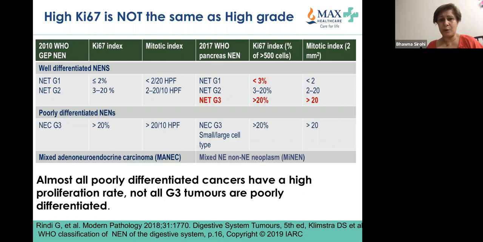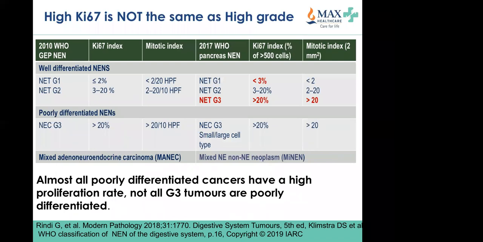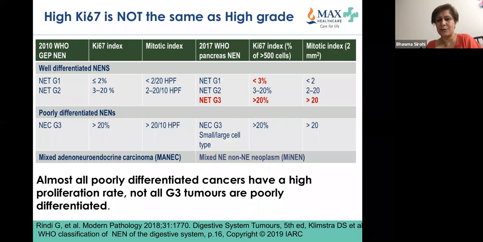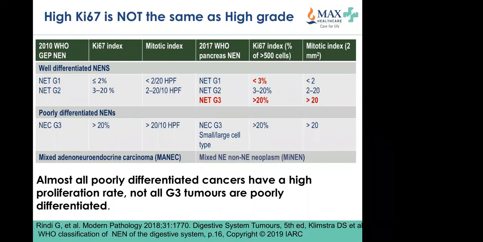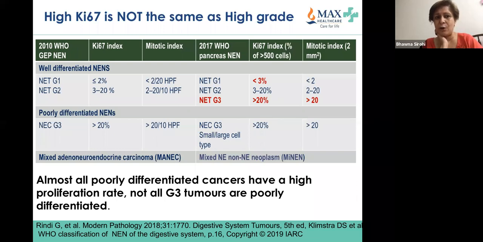Now, this is a very important slide. Now, WHO classification, I have not put the earlier ones on. You have WHO 2010 classification, and then on the left-hand side, you have the 2017 WHO. So please mute yourself if your microphone is on. So you have the 2017. So now you have well differentiated and poorly differentiated. So the first 3 columns are 2010 and the next 3 columns are 2017. I'm not going to discuss the bottom one, which we used to call mixed adeno-neuroendocrine carcinoma.